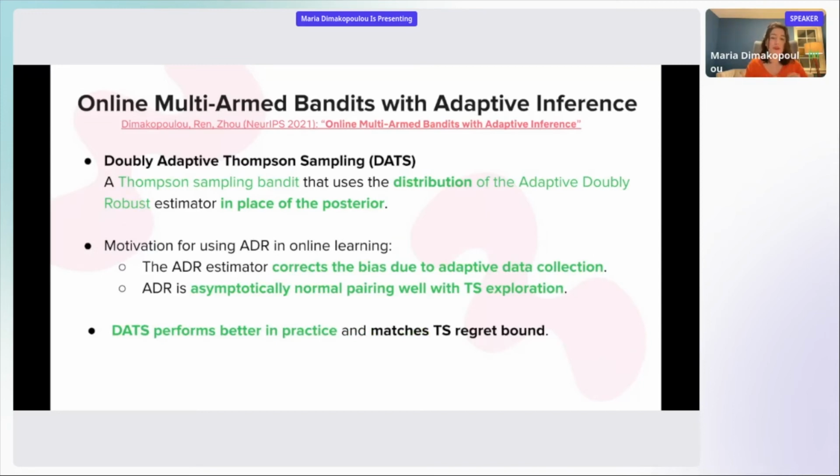And the motivation of using adaptive doubly robust in online learning is that the adaptive doubly robust estimator corrects the bias due to adaptive data collection, and also that the adaptive doubly robust is asymptotically normal, thus pairing well with Thompson sampling exploration scheme. And as a result, doubly adaptive Thompson sampling outperforms both traditional Thompson sampling and UCB, as well as the Thompson sampling with importance sampling we saw earlier. All that while doubly adaptive Thompson sampling matching the finite time regret bound guarantee.